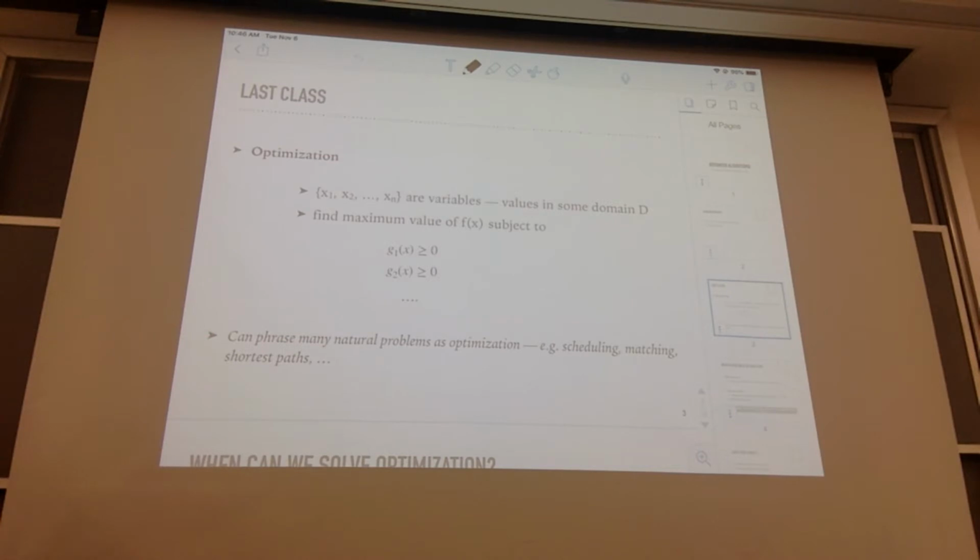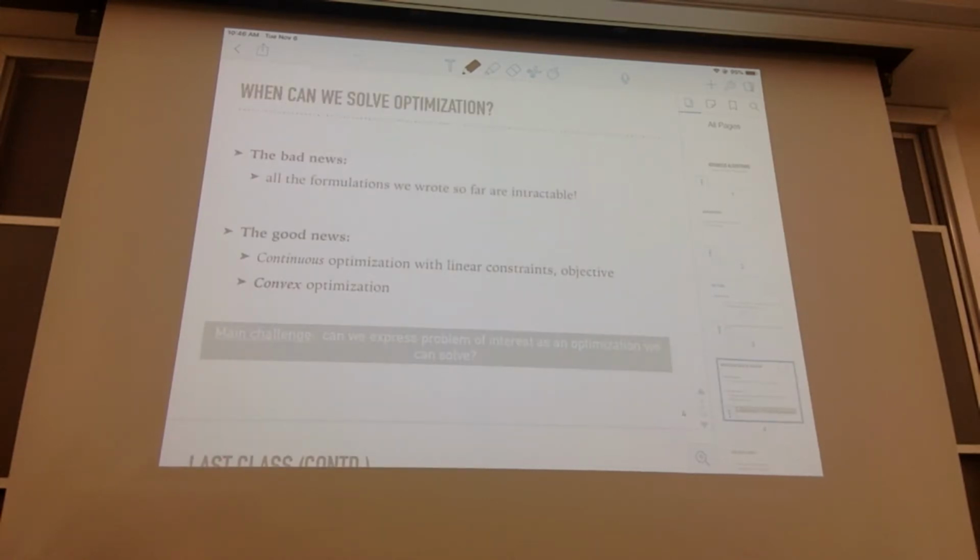Okay, let's start. Right. So we've been looking at optimization, and we had this general form of optimization, and we said that you can phrase many problems as optimization. Right? And last time we had this observation that any formulation in which you phrase as discrete optimization usually turns out to be NP-hard.